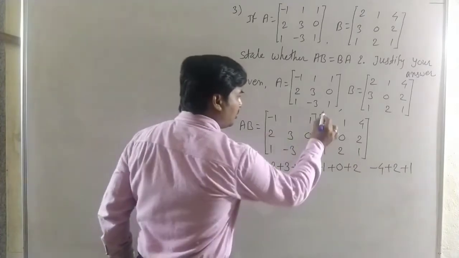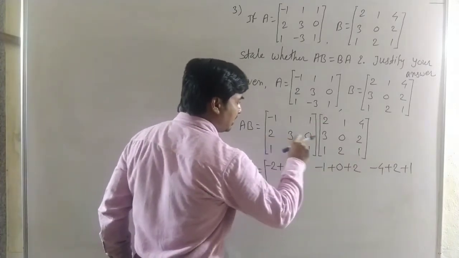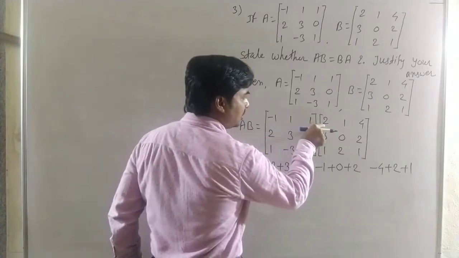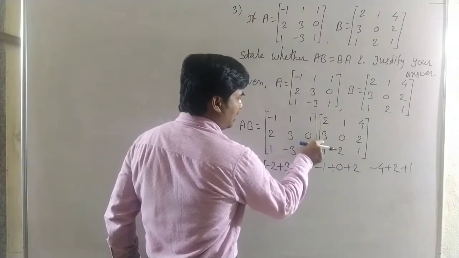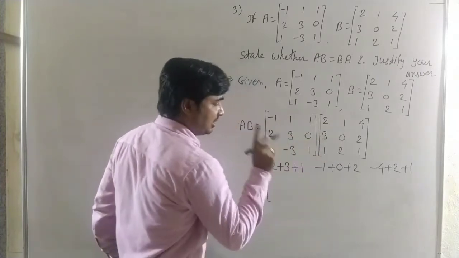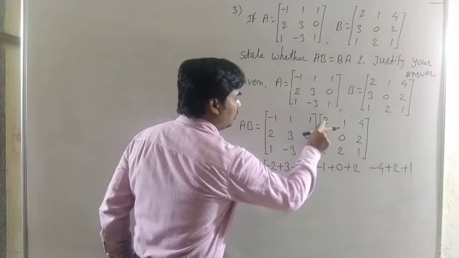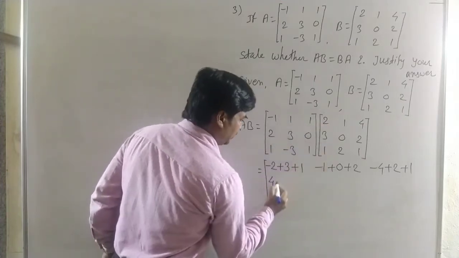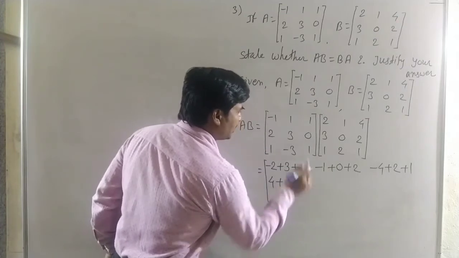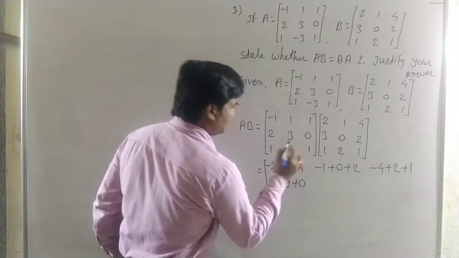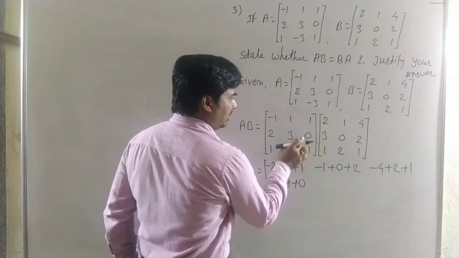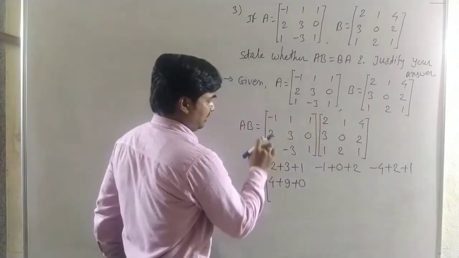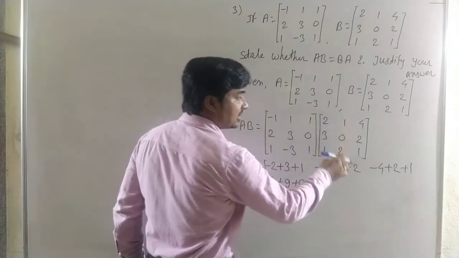Okay, second row first column. See carefully, in the second row, the first element, second element, third element. That is 2 into 2, it is a 4, plus 3 into 3, it is a 9, and plus 0 into 1, it is a 0. 2 into 2, 3 into 3, and 0 into 1. Now second row and second column.